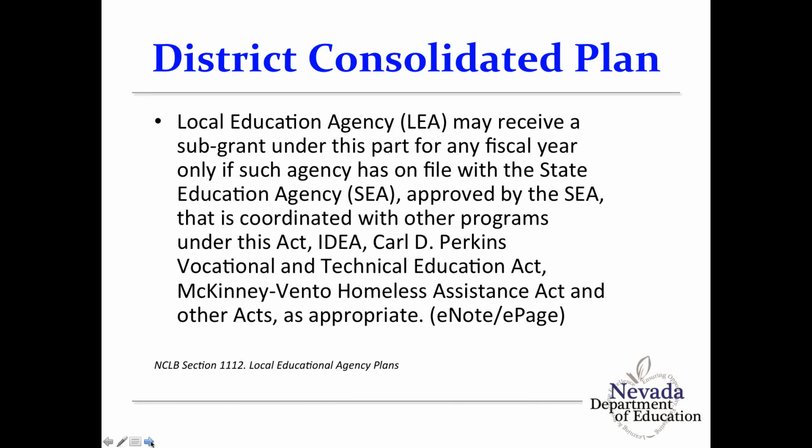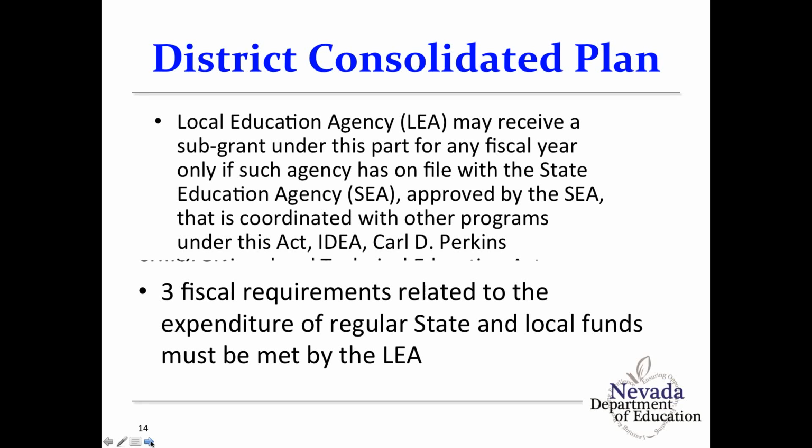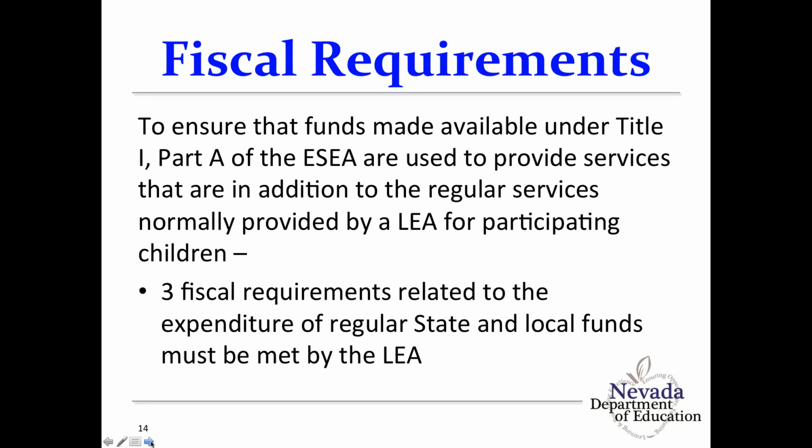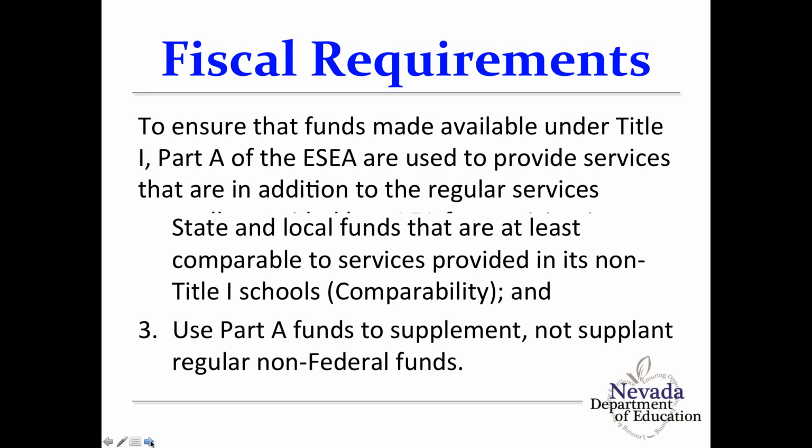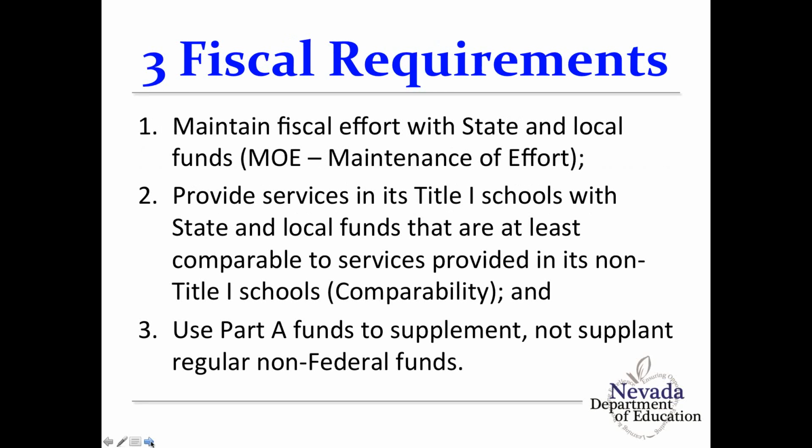The District Consolidated Plan. A Local Education Agency, the LEA, may receive a subgrant under this part for any fiscal year only if such agency has on file with the state agency a plan approved by the SEA that is coordinated with other programs. And under this act, it would be coordinated with IDEA, the Carl Perkins Vocational Technical Education Act, McKinney-Vento, and many others. So all of this is your consolidated plan embedded within eNote and ePage.